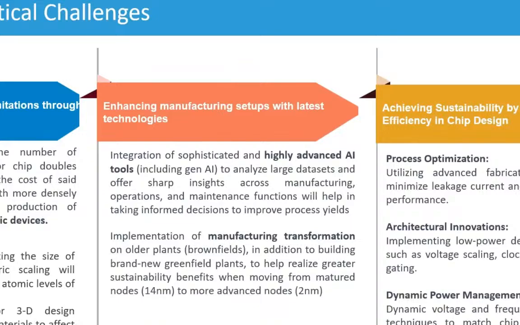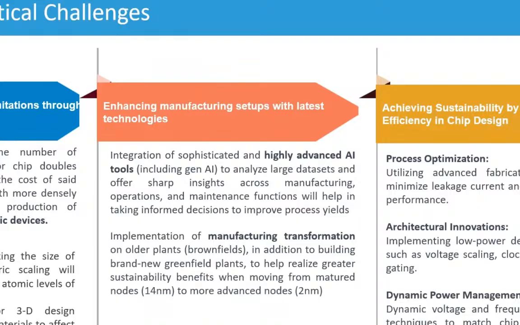So they can understand which nanometer chips are in the market more, and what the demand will be in the future. Based on that, even the manufacturing plants can do some transformations. That is how we can enhance the manufacturing setup with the latest technology, so that we can create lower nanometer node chips.